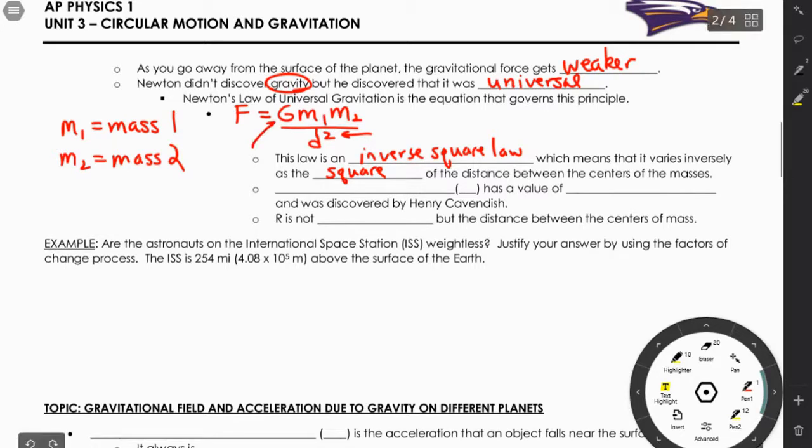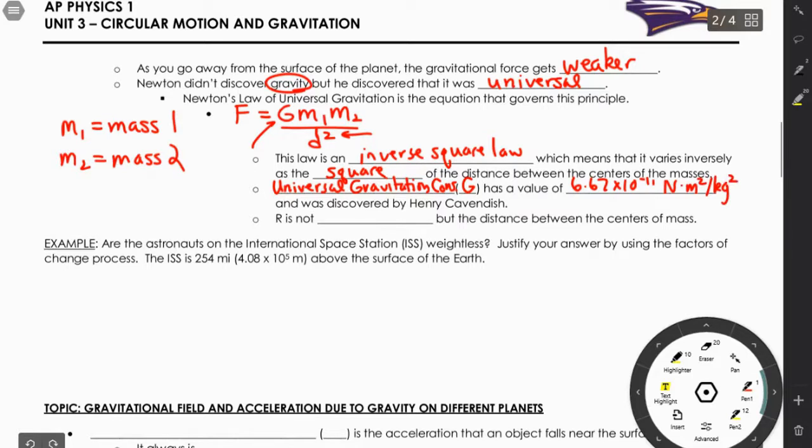Note this G right here. This G is not 9.81, but this is what we call the universal gravitation constant. So this is a different value. I'm running out of space. So we call it big G. And it has a value of 6.671 times 10 to the negative 11th newtons times meters squared per kilogram squared.